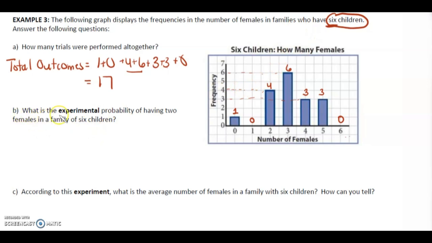B, what is the experimental probability of having 2 females in a family of 6 children? So, probability of 2 females is, well, number of females 2, right? So there's 4 families that have 2 girls. So it's 4 out of a total of 17 families.